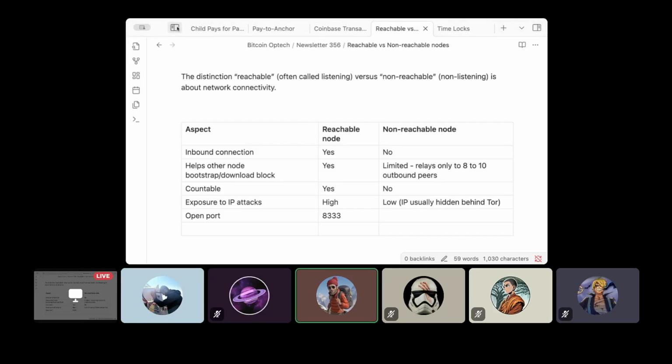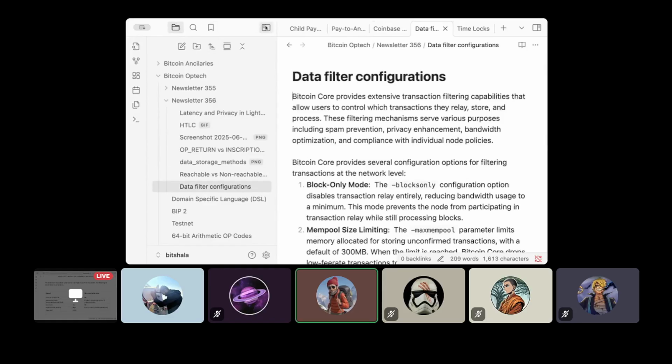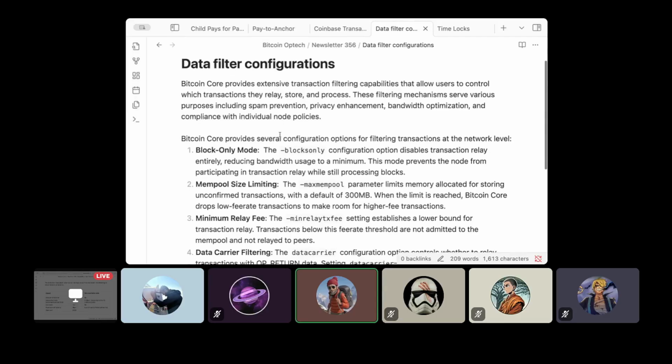Cool. The last item that we want to discuss today is different data filter configurations that are available with Core itself. In this whole debate, people are so focused on hating Core and supporting Knots that they actually don't know what is inside Core itself. Core has an extensive set of configs that you can use to filter at various levels. You can filter whatever you want at various levels. I agree that Knots has implemented a few advanced filtering options on top of what Core already gives.